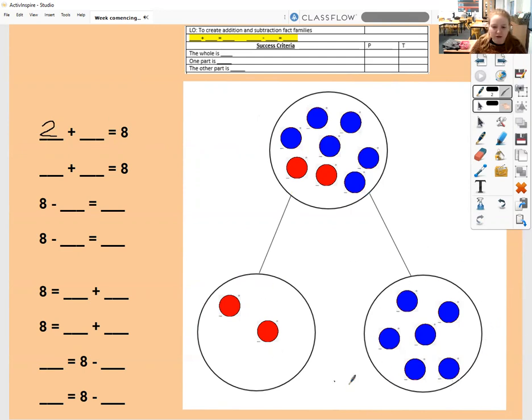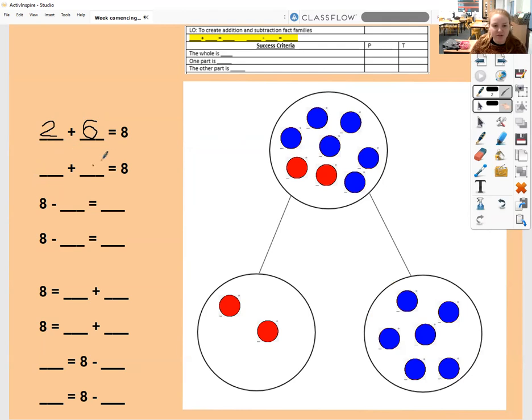So I'm going to count my remaining parts. This is my first part, this is my whole, and this is my remaining part. So let's count the remaining part. 1, 2, 3, 4, 5, 6. So 2 plus 6 more equals 8, or we can say that one part is 2, the remaining part is 6, the whole is 8.